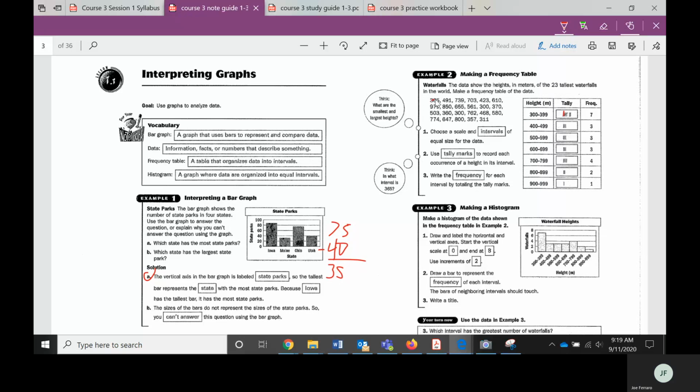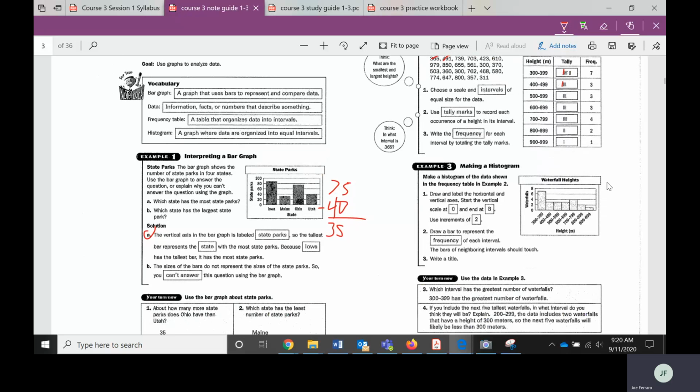And then you would cross off the data that you used. Then you go to 491. That's between 400 and 499, so you'd put a tally mark there and cross off the data you used. What they did is they went through all these numbers and tallied them up. Then you count your tallies, and that's the frequency, which means how many of each interval there are. There are 7 waterfalls with heights in the 300s. There are 3 waterfalls with heights in the 400s, and so on. There's only 1 in the 900s. So again, the steps here: choose the scale and intervals right here, use tally marks to record, and then write the frequency of each one here.